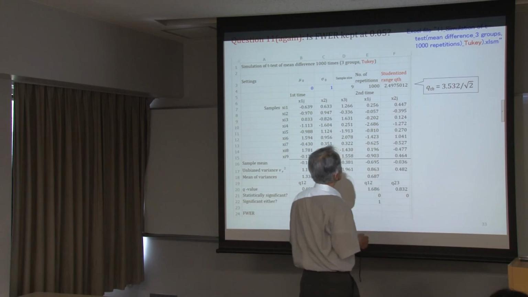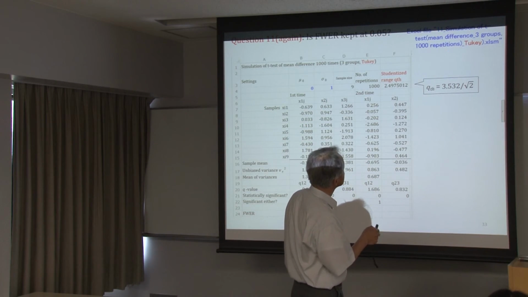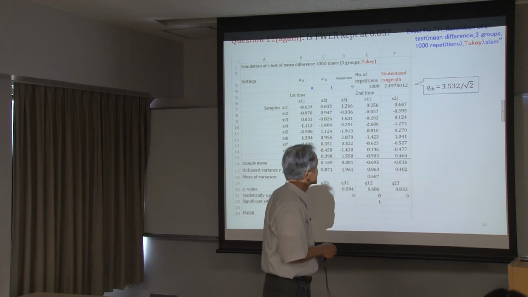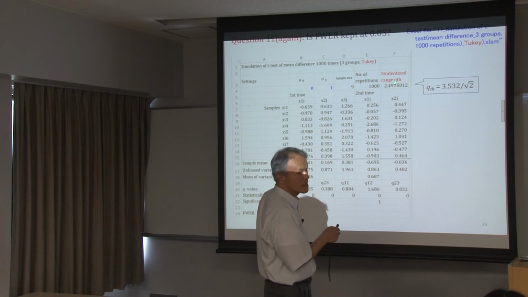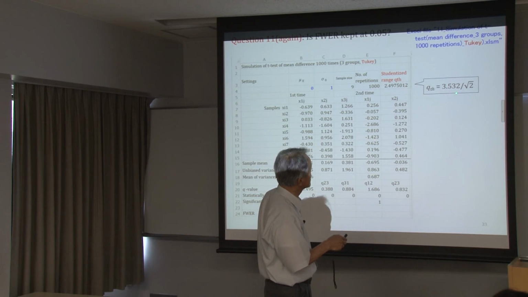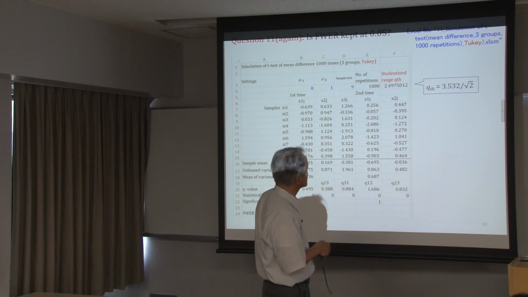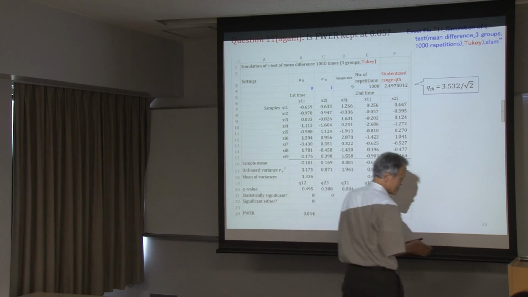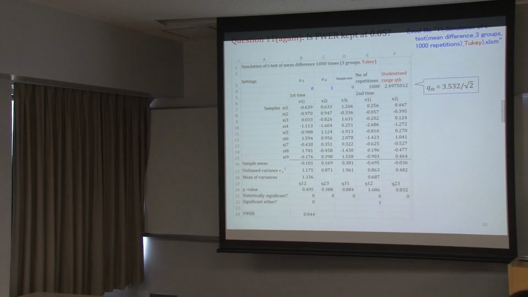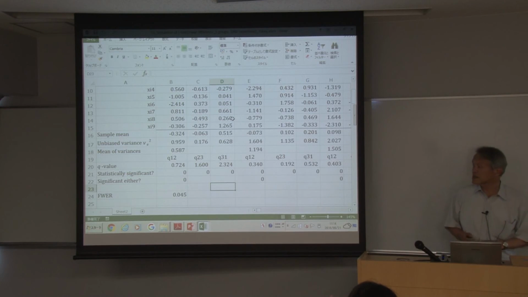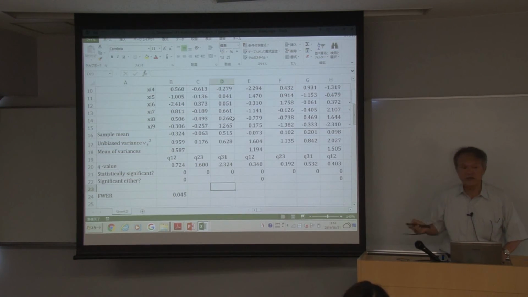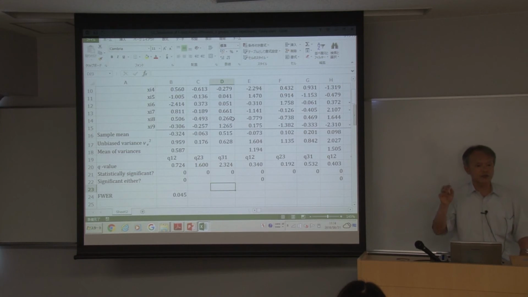So please open the last file, 11, and input this threshold, 3.532 divided by root 2. Then the family-wise error rate is kept almost equal to 0.05.